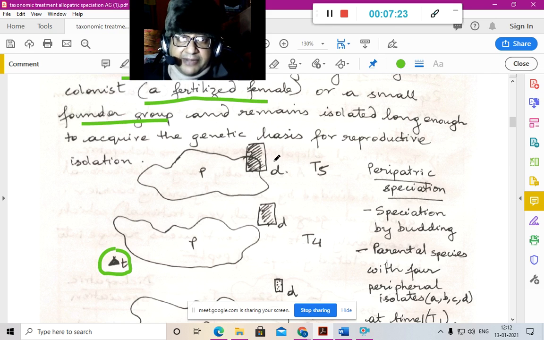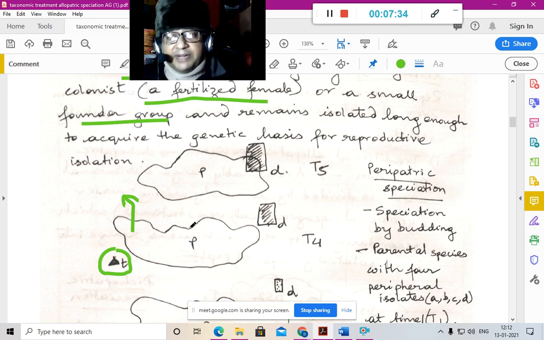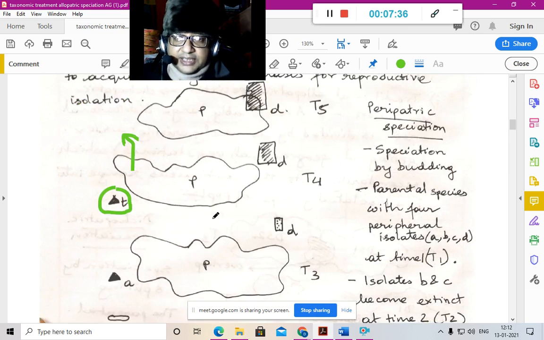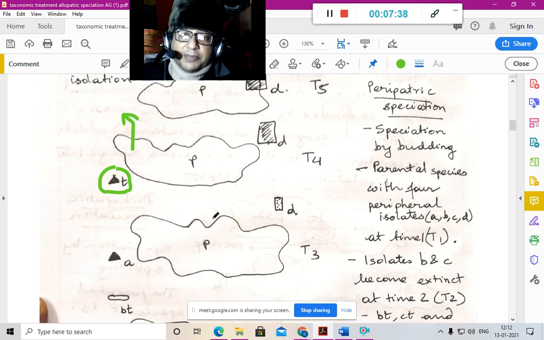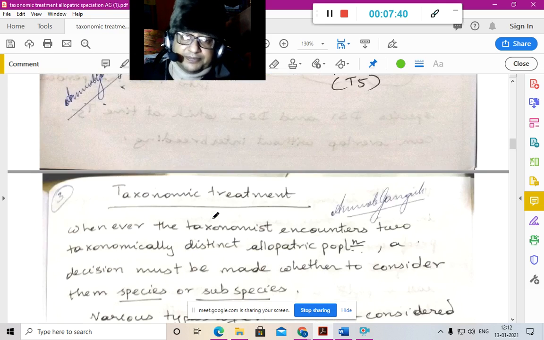So this is peripatric. Peripatric is when something is pinched out from here and it becomes isolated, a small colony, and over generations this becomes different, and when you bring them back, they don't mate with each other again. So these are the two types of allopatric speciation which you face.